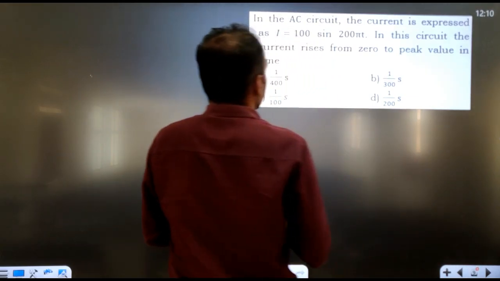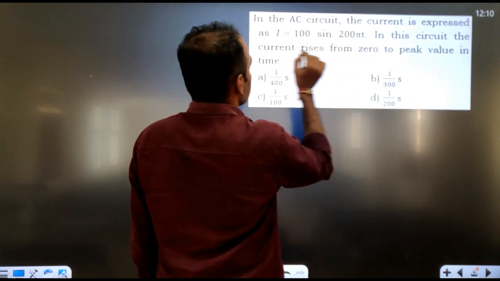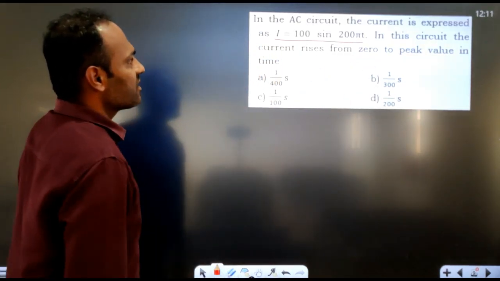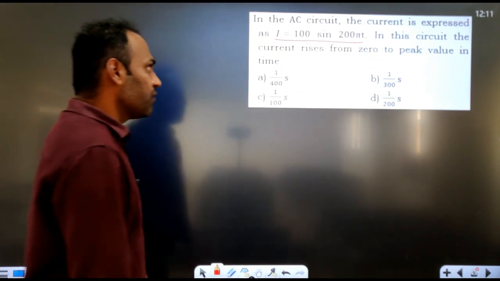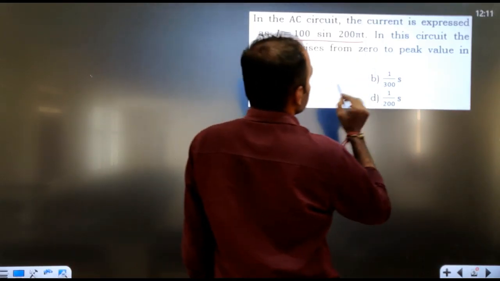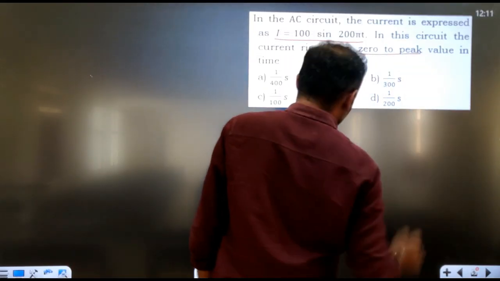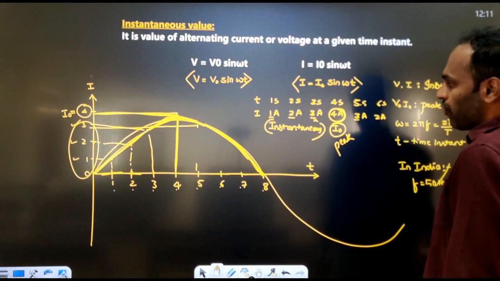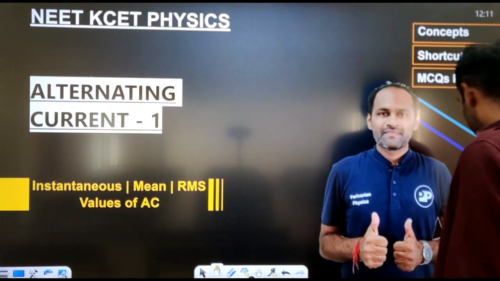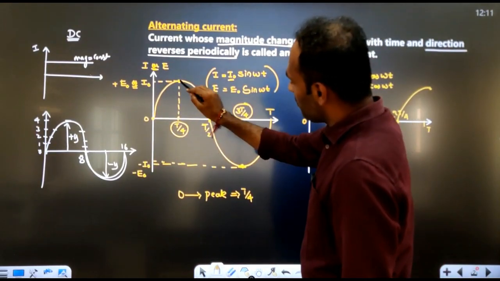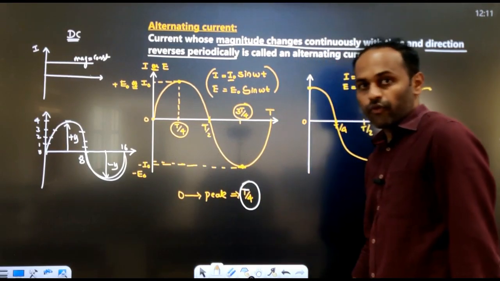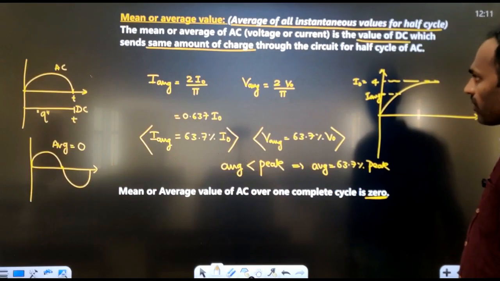See, in the AC circuit, the current is expressed as I = 100 sin 200πt. In this circuit, the current rises from 0 to peak value in time t. How much time is needed to reach from 0 to peak value? See, I have already told you, time taken to reach from 0 to peak value is equal to T by 4. That we have already discussed. Here we saw that time taken from 0 to peak is T by 4, right? 1/4 of time period.